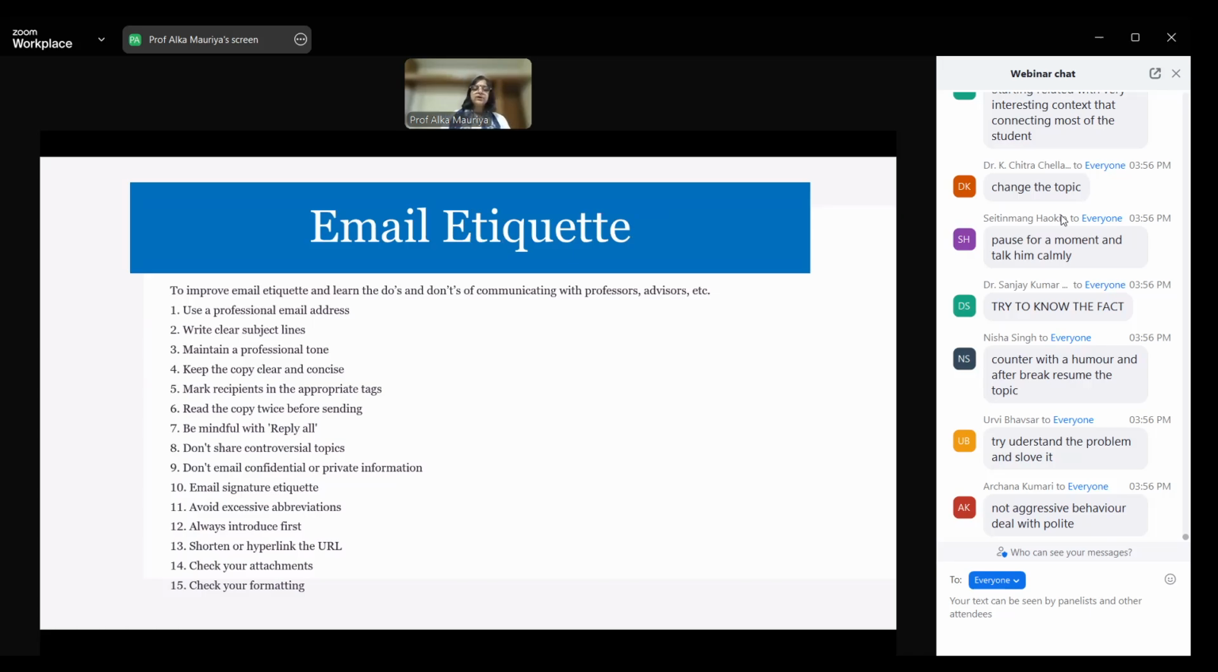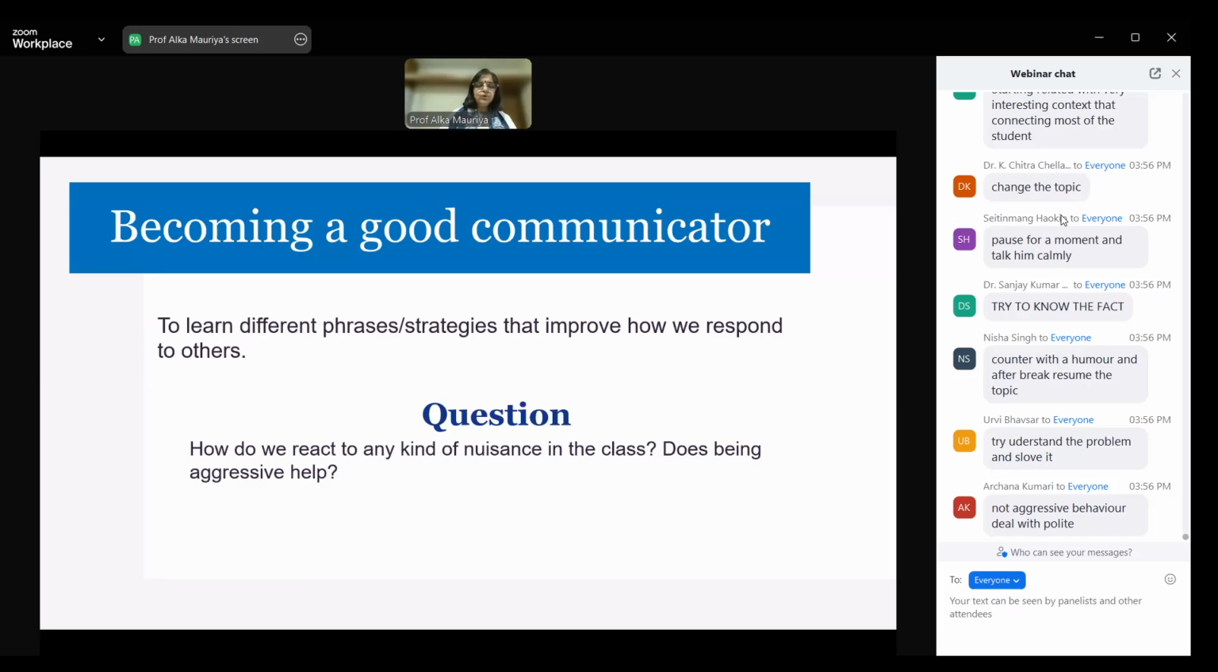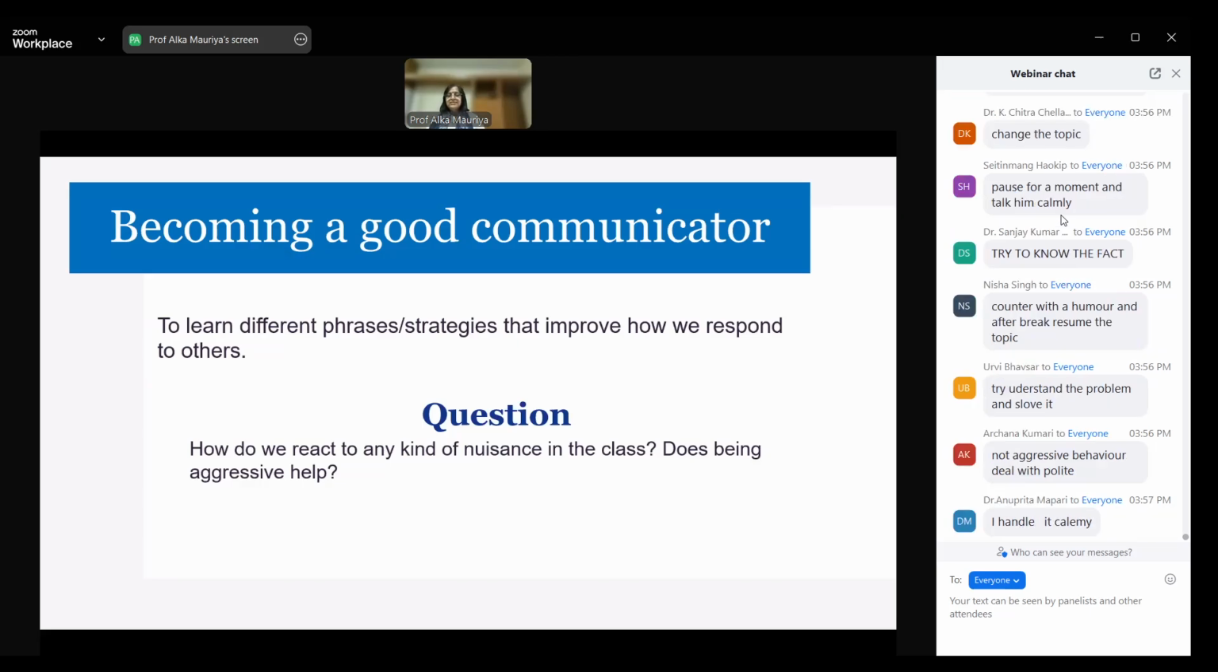These days, we also communicate via email. So there are a few etiquettes that we have to keep in mind. Just before going into this, can I quickly ask you, what are a few things that irritate you in email communication? All of us use email very frequently these days, right? So what are a few things that irritate you in an email communication?